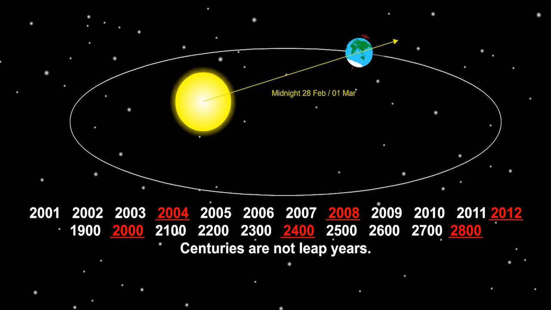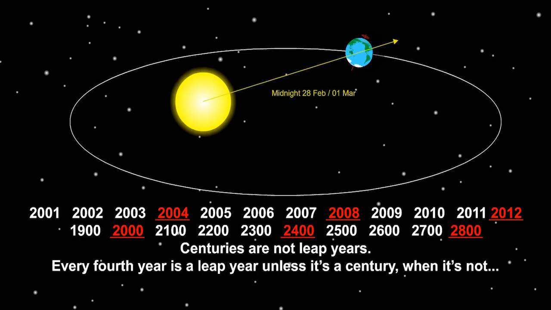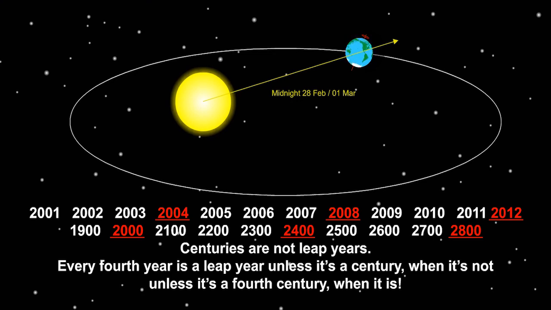This corrects most of the error, but there is still a tiny amount left. We need another adjustment. Every 4th century is a leap year. Thus, 1900 was not a leap year, but 2000 was. These rules may seem complicated, but you are required to know them. So let's try to put it simply. Every 4th year is a leap year, unless it's a century when it's not, unless it's a 4th century when it is.